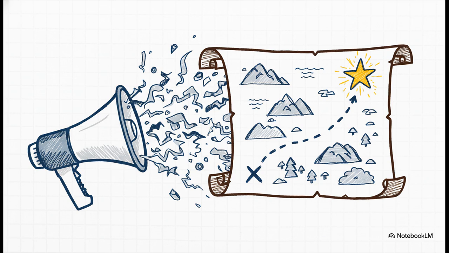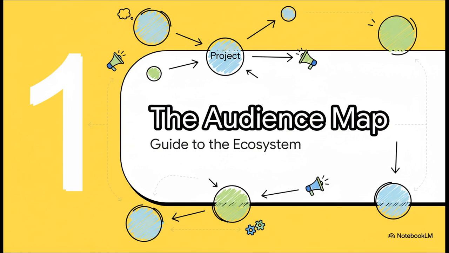To really make an impact, you have to understand the whole ecosystem your project lives in. And for that, a simple list of contacts just won't cut it. You need a map. And that's exactly what an audience map is. Think of it as your strategic guide, kind of like a GPS for navigating the super complex world of stakeholders, influencers, and all the decision makers out there.